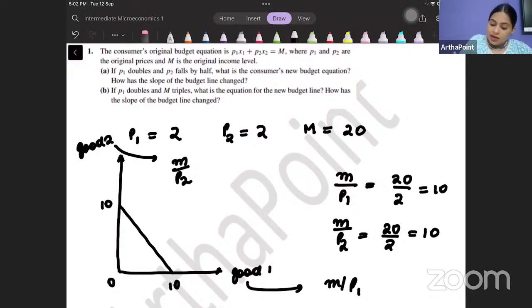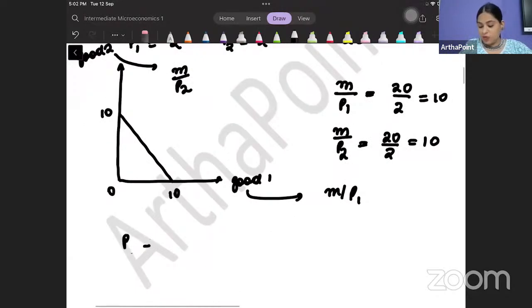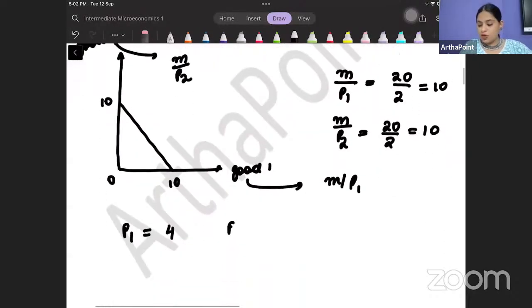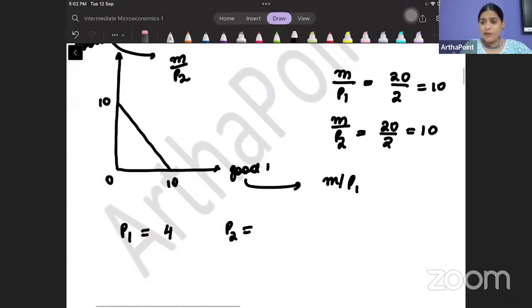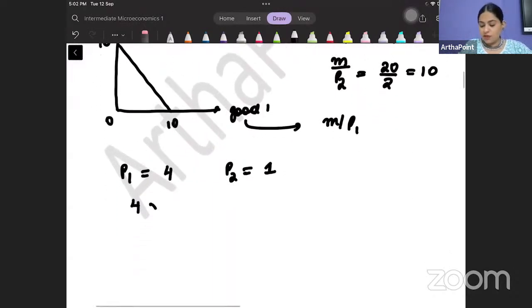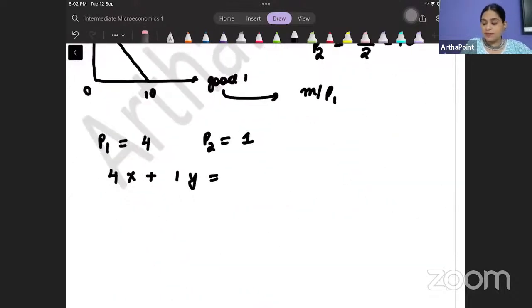Okay, beta. Now, what has happened? Price of good 1 has doubled. That means P1 will now be 4 if it was 2 earlier. And it says price of good 2 falls by half. So P2 will become half of 2, that means 1. So beta, what will be your new budget line? 4x plus 1y is equal to the income of the consumer. Nothing has happened to the income. It doesn't say anything about the income, so income remains at 20.